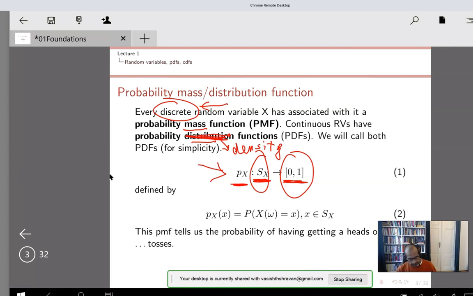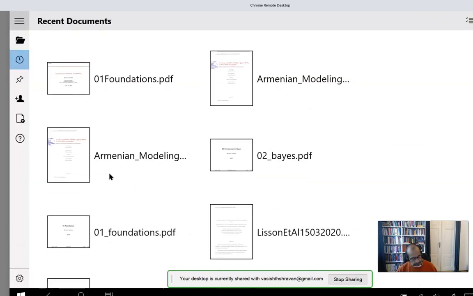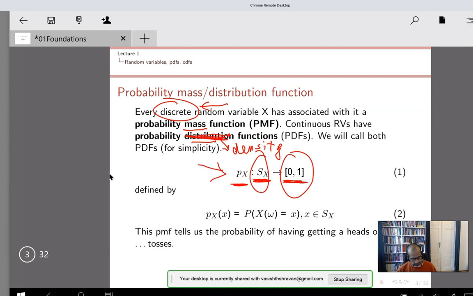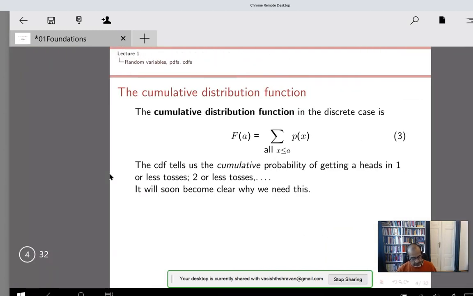Now, the probability mass function in the discrete case will be basically giving us, for every possible value x in the support of x, some probability of observing that value x. So we're going to write it like this. Okay, right. So why is this interesting? That's interesting for us because we can now use this probability mass function to compute a very related kind of function called a cumulative distribution function.